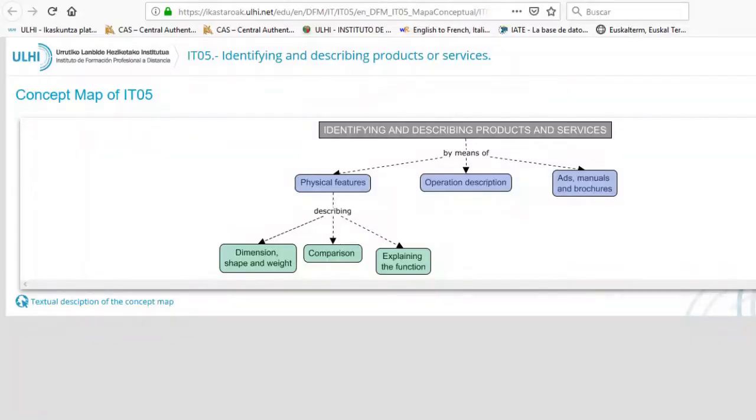And in the second part, as I told you, we'll be taking a look at the UD so that you know what it's going to be about. So let's start with the mappa conceptual. Let's take a look at the concept map in this UD.